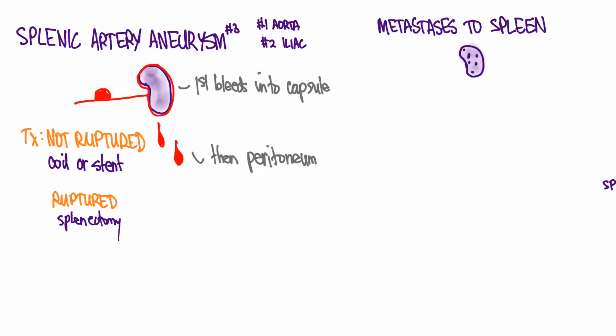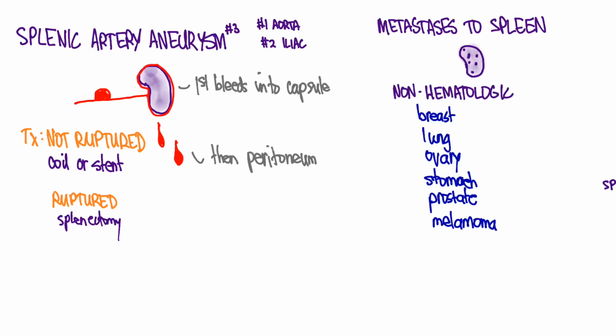And finally, let's talk about the metastases to the spleen, particularly the non-hematologic cancers. And I listed the common primary cancers: breast, lung, ovary, stomach, prostate, melanoma. And biopsies are rarely done due to the bleeding risk, though a fine needle aspiration may be possible.